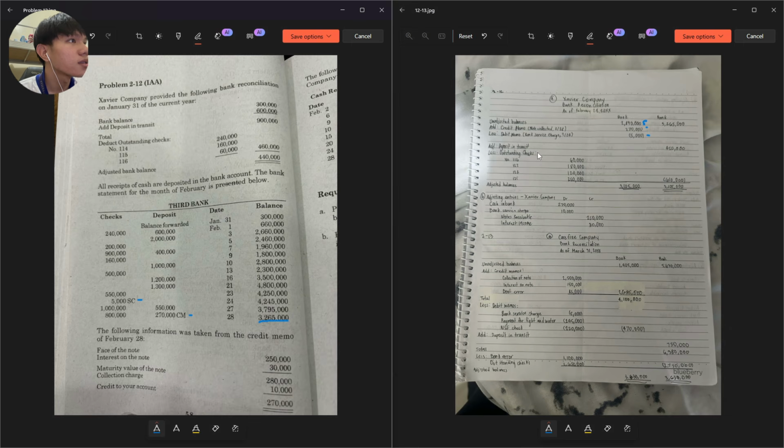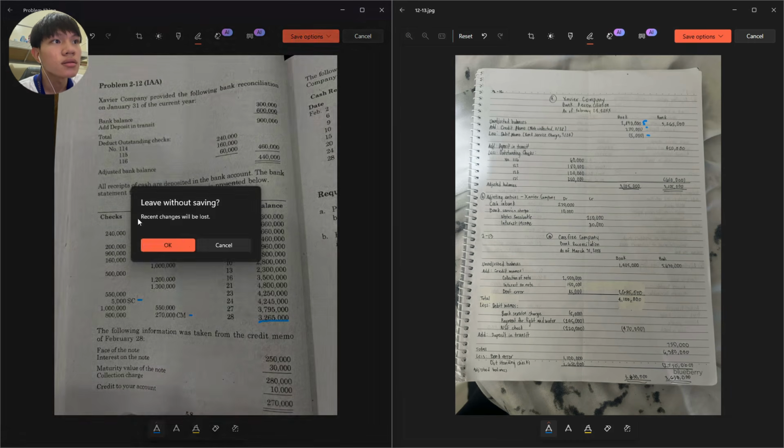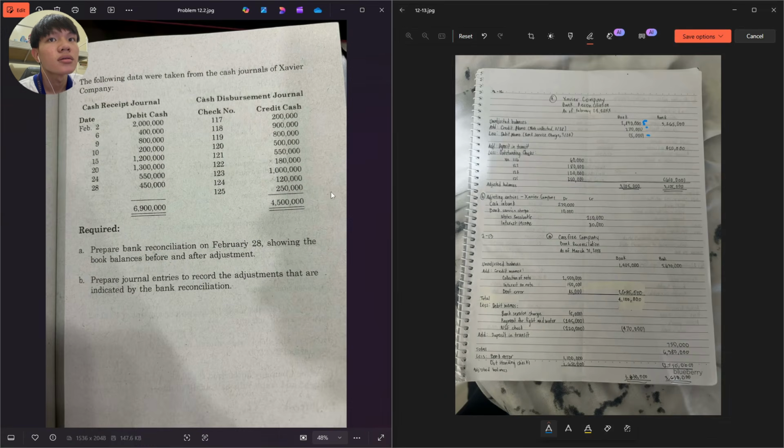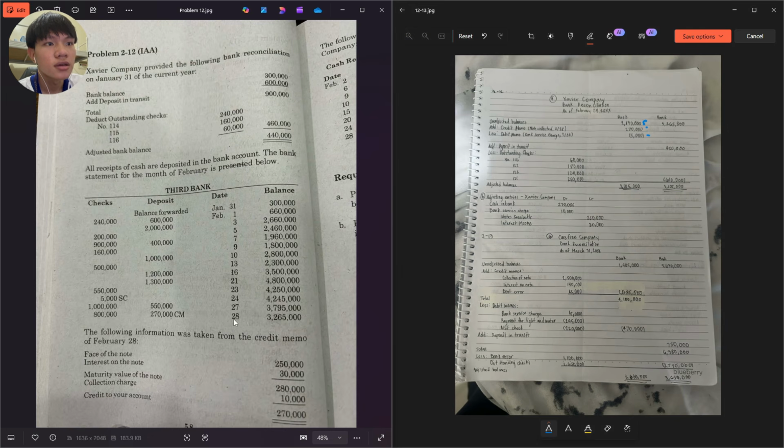And then the deposit in transit is right here. February 28, 450,000. Then here, it's not reflected in the bank statement, so therefore that's a deposit in transit. So that one. Then we get the outstanding checks.